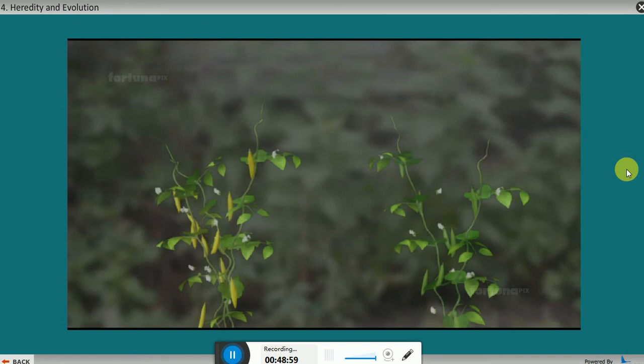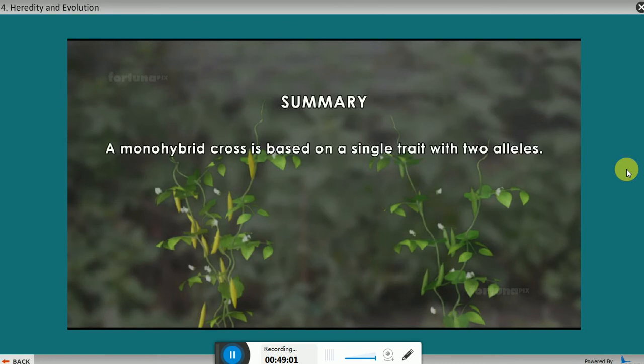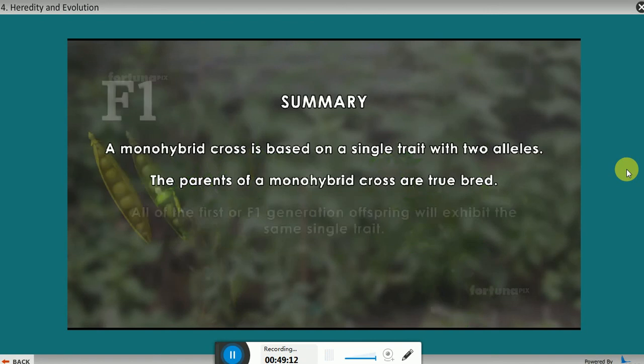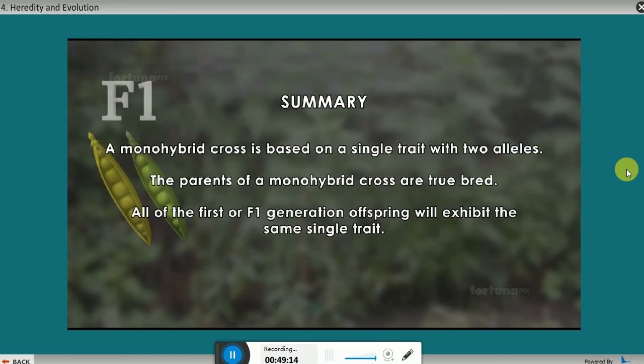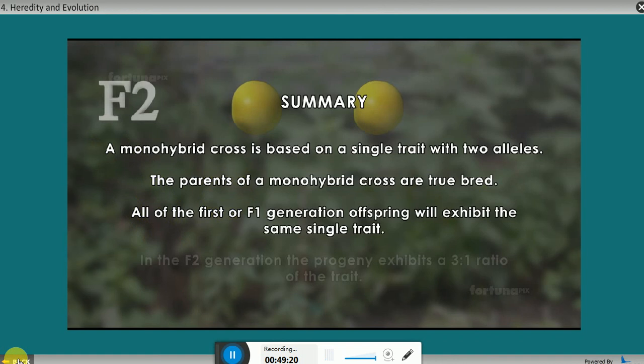Summary: a monohybrid cross is based on a single trait with two alleles. The parents of a monohybrid cross are true-bred. All of the first, or F1, generation offspring will exhibit the same single trait. In the F2 generation, the progeny exhibits a 3:1 ratio of the trait.